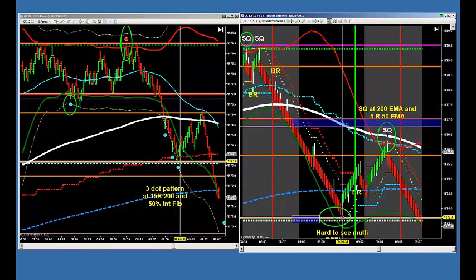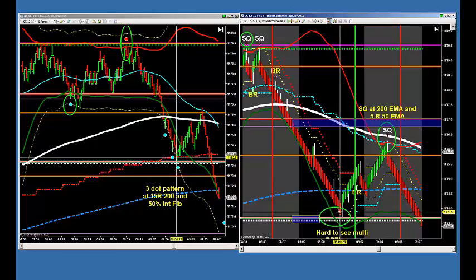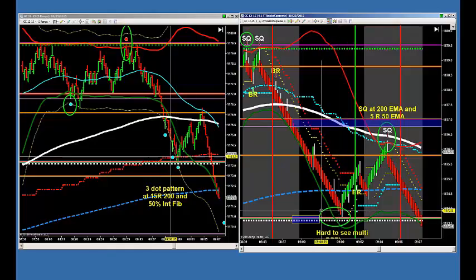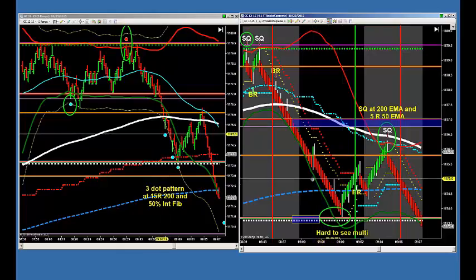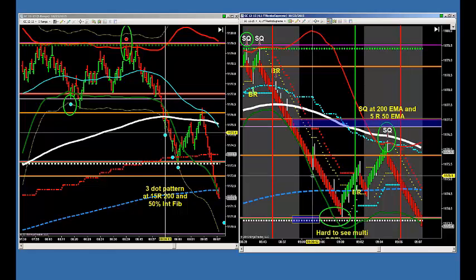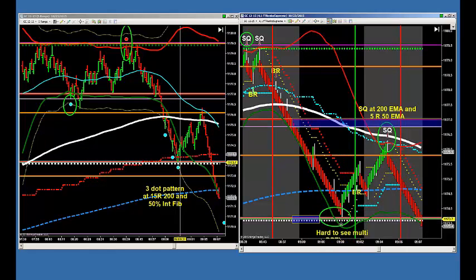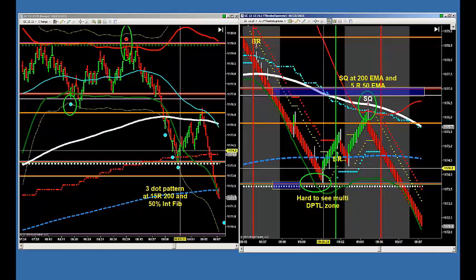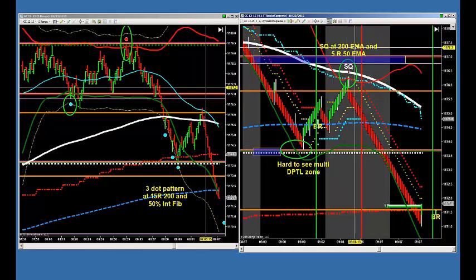You bet it did. On the left-hand chart, you will see something that says 3-dot pattern at 15 range, 200, and 50% internal FIP. This little 3-dot pattern is something that I see quite a bit. And I'm not talking 3 dots in a big long trend. It's got to be a fairly tight pattern. With that 3-dot pattern ending at some significant area, generally a pretty good indication you're going to see something of a bounce. And we come up now, we get this SQ at the 200.